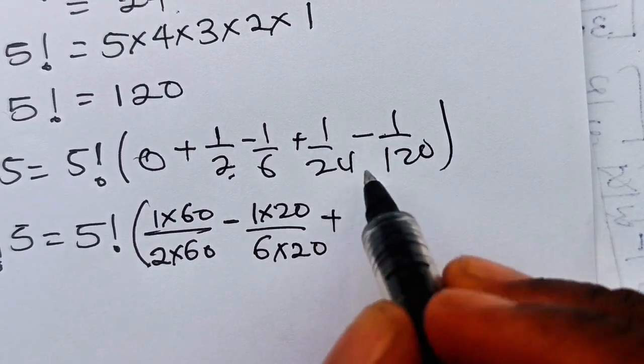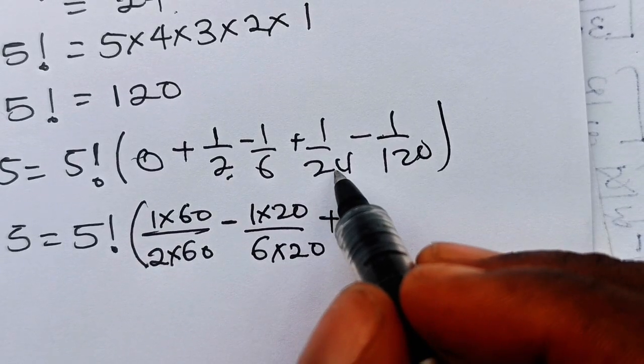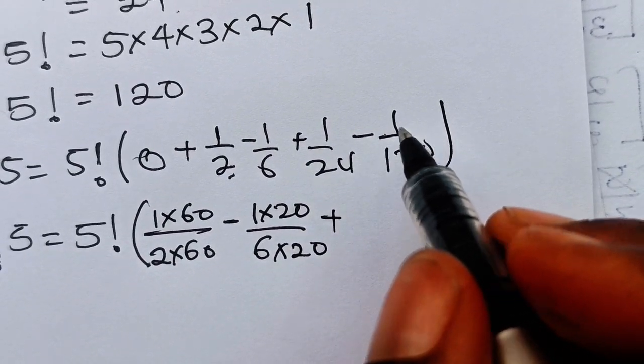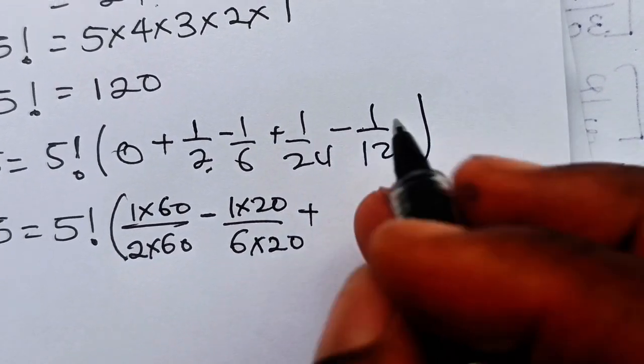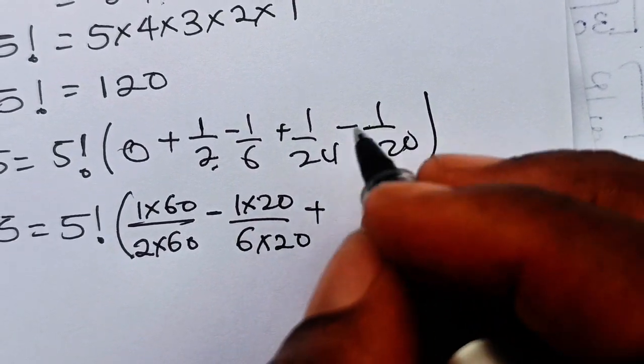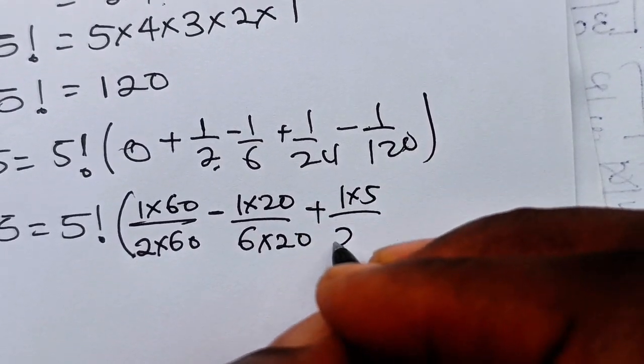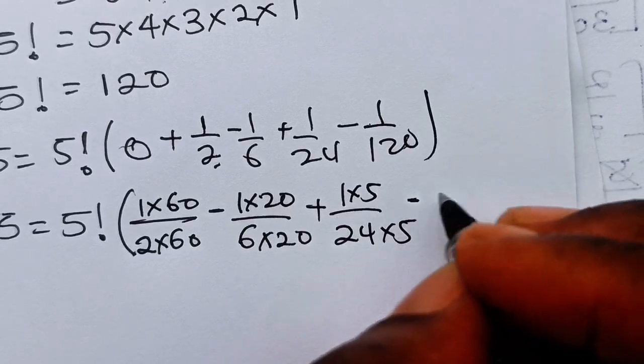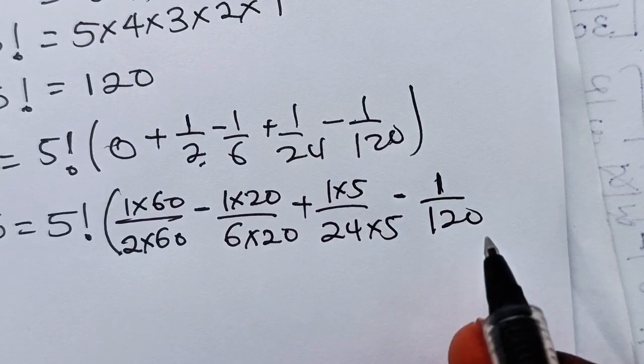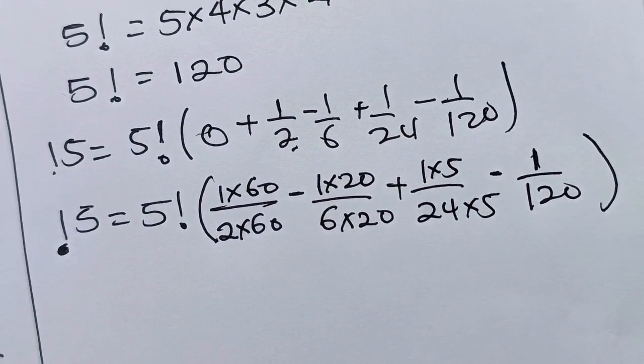Now we have 1 over 24. To get 120, to make 24 equal to 120, we multiply 24 by 5, okay? So we have 1 times 5 divided by 24 times 5. Then minus, this is already over 120. All right, now we continue.